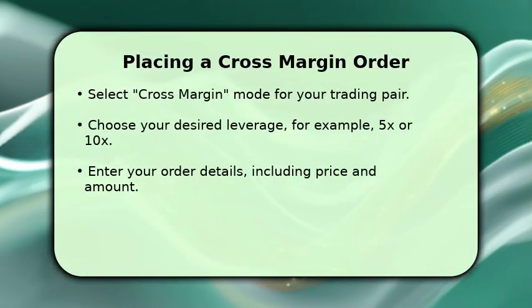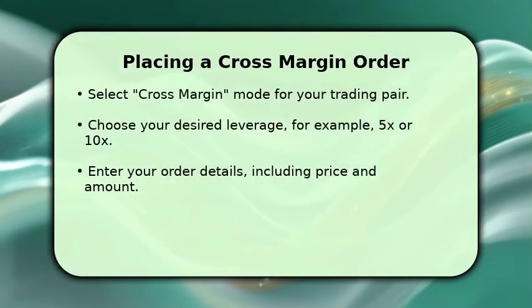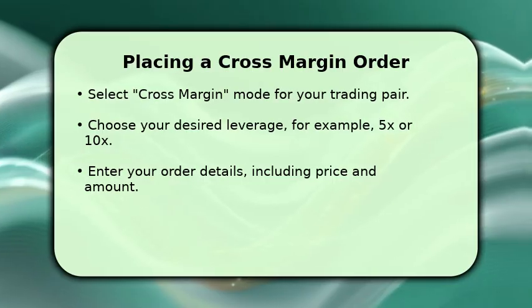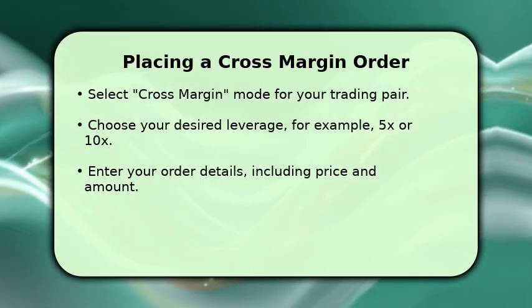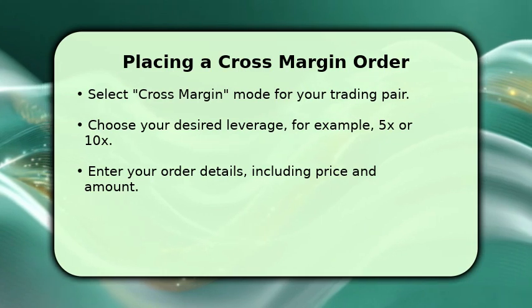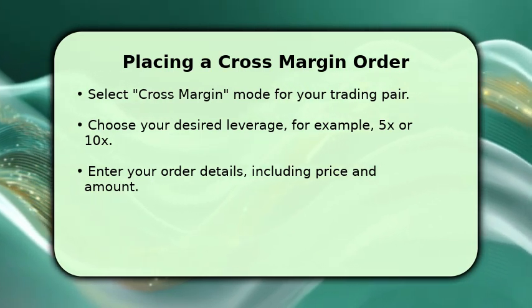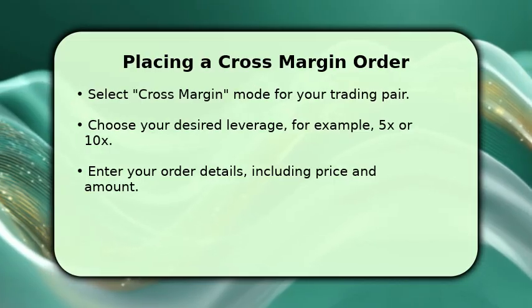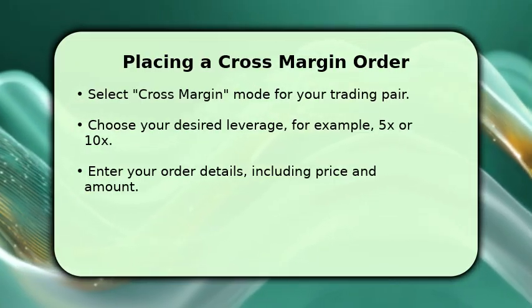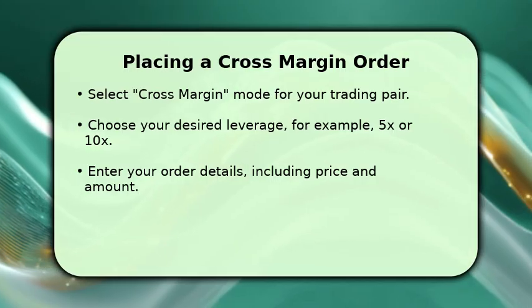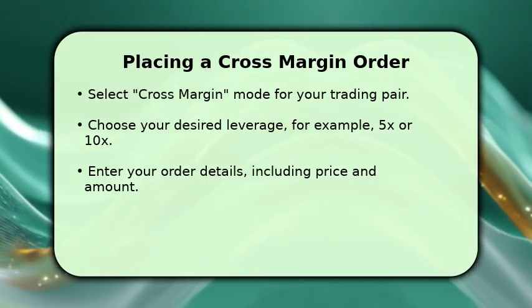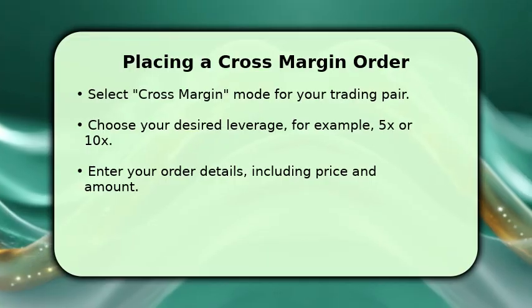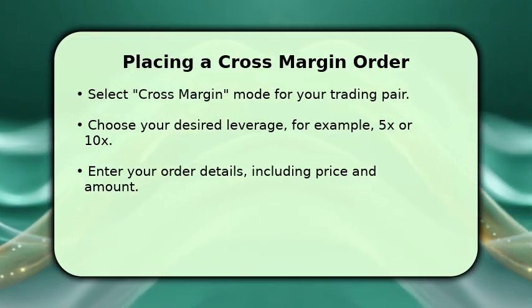Now let's place an order. On the trading interface, ensure cross-margin is selected. Choose your trading pair like BTC/USD. You can then select your desired leverage, perhaps 5x or 10x, depending on your strategy. Enter your order price and the amount you wish to trade. Review all the details carefully, including the estimated liquidation price, before confirming your buy or sell order.